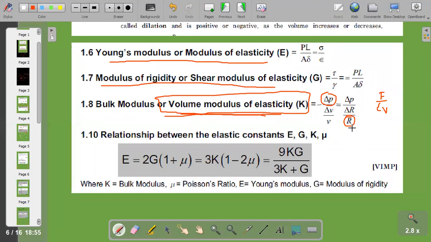Young's modulus means stress upon strain. Stress is force per unit area, P by A, and the strain is delta L by L. P is the force, A is the area, delta L is the change in length, and L is the length.